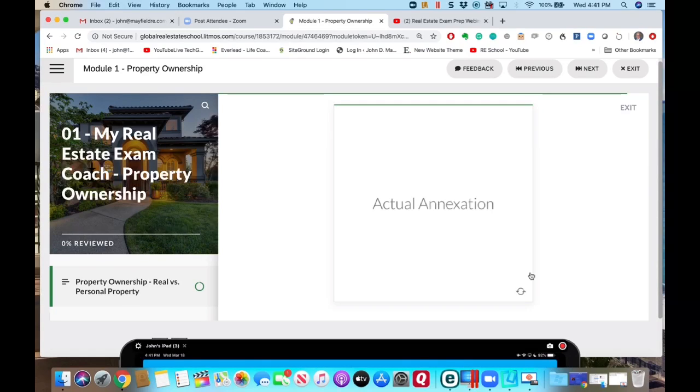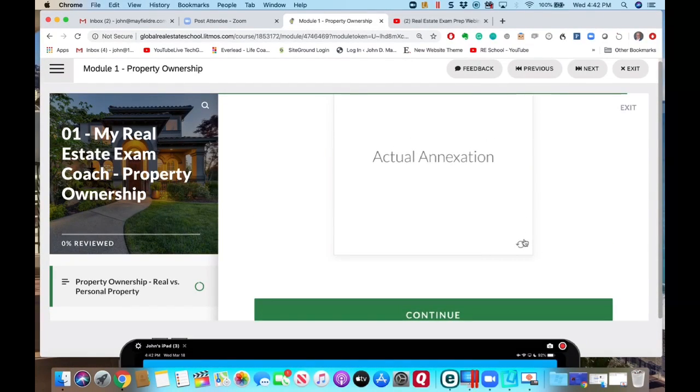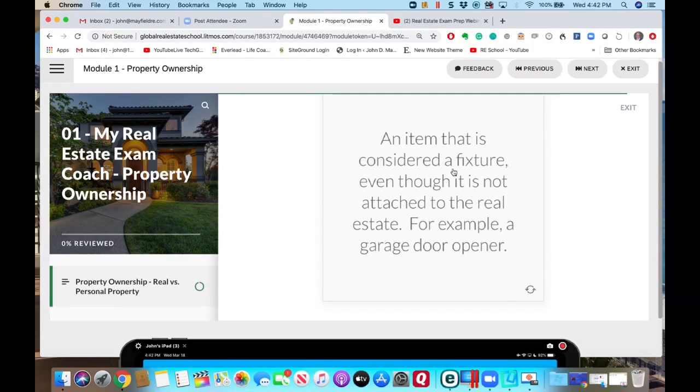Both of those would also go along with the adaptation of the article. Even though you can move the key or move the door, you could say, hey, the garage door opener is a universal garage door opener. We want to take it to our new home. Well, sorry, you lost the original garage door opener, but that is probably going to need to be left under what is called actual annexation. Again, it's an item that is considered a fixture even though it's not attached to the real estate.